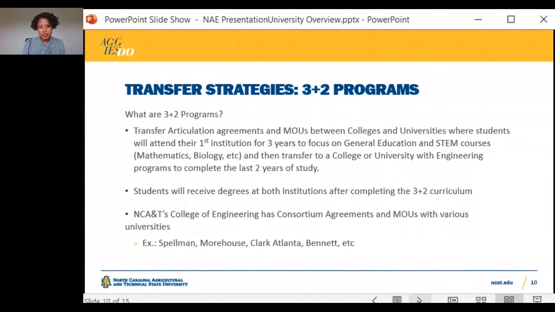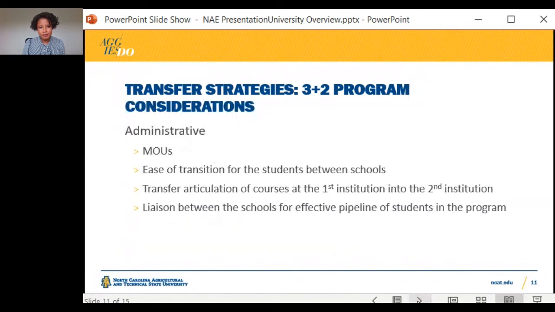A&T's College of Engineering has a number of consortium agreements and MOUs with various universities. Some examples include Spelman, Morehouse, Clark Atlanta, and Bennett. All of these colleges will have students that will start programs at the initial institution, and then they'll finish their last 2 years at North Carolina A&T to receive their engineering degrees.